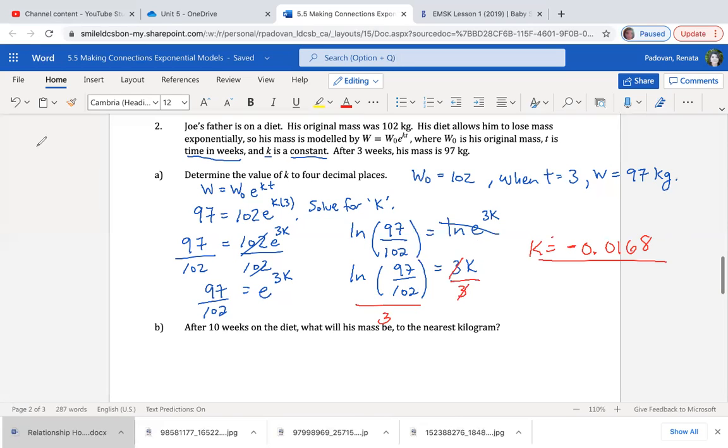Okay, so moving down to part B: after 10 weeks on the diet, what is Joe's mass going to be to the nearest kilogram?